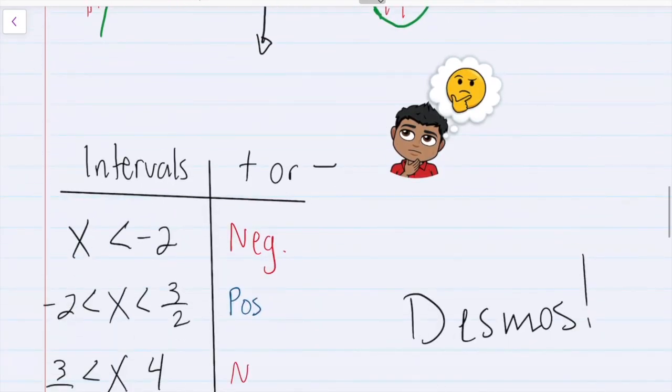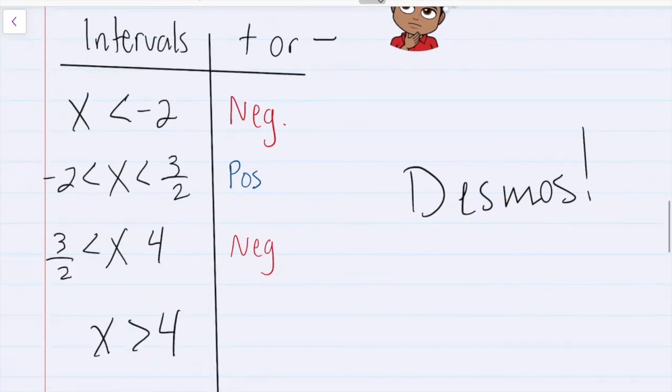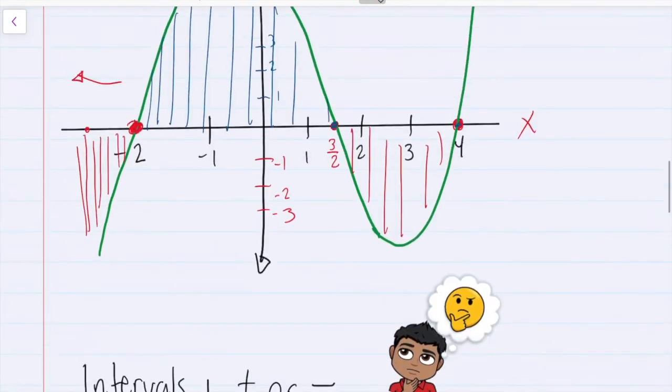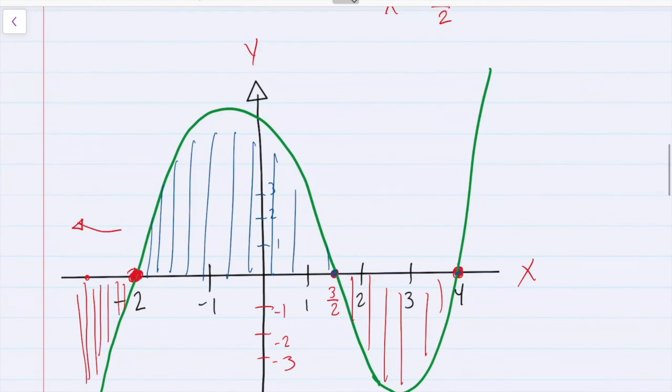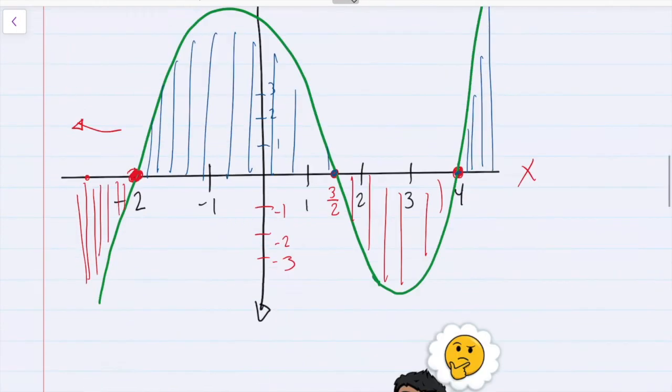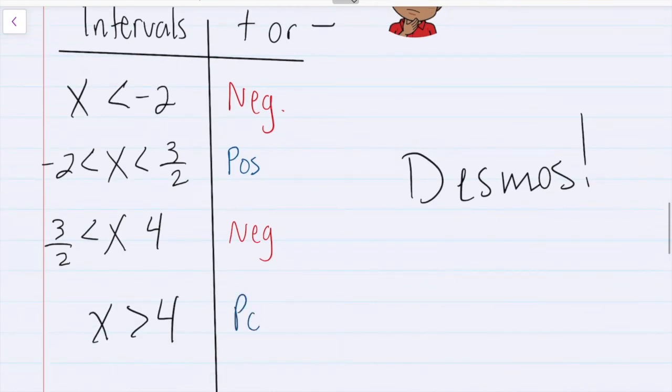So that's another negative. And finally, when x is bigger than 4, where's my line? Above, right there. So that's how you check. There you go. That's how you check whether an interval is positive or negative.